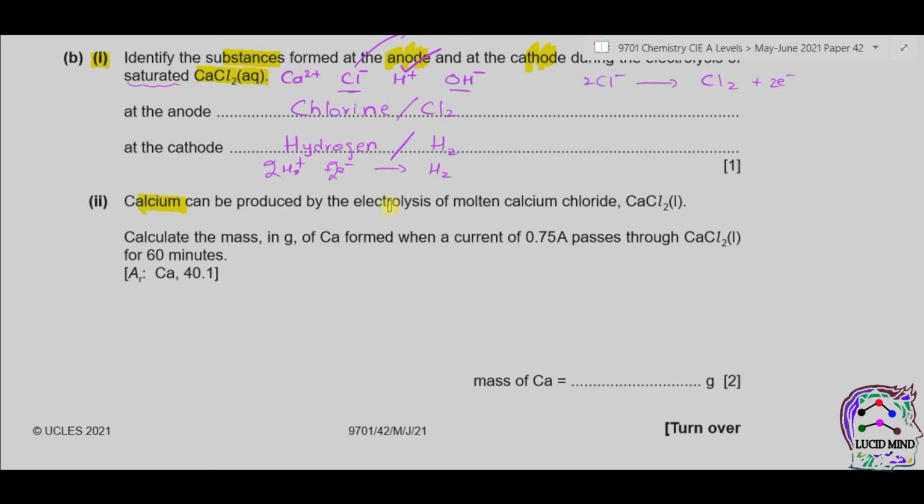Part 2, calcium can be produced by electrolysis of molten calcium chloride. Calculate the mass in grams of calcium formed when a current of 0.75 amperes passes through calcium chloride liquid for 60 minutes. Atomic mass is given. For this we can use the formula Q is equal to I into T, where Q is the charge in coulombs, I is the current in amperes, T is the time in seconds.